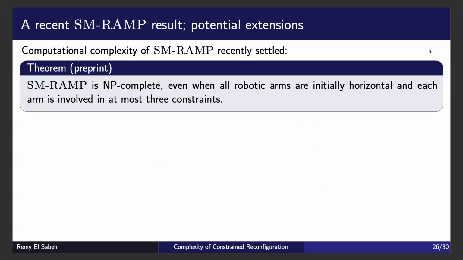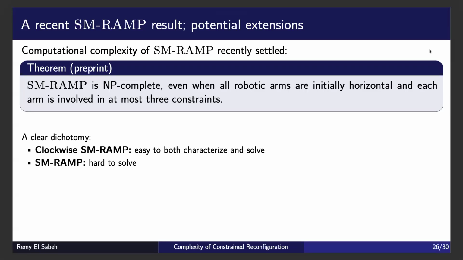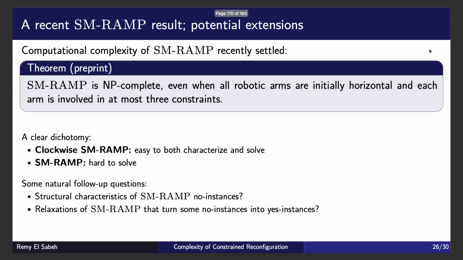And the impressive part is that this is the case even when everything is initially horizontal as well. And even the interactions, so there's not too many interactions involving the robotic arms. We ended up with an NP-completeness result for that. So what do we have at this point? Clockwise SMRAMP is easy. SMRAMP is hard.